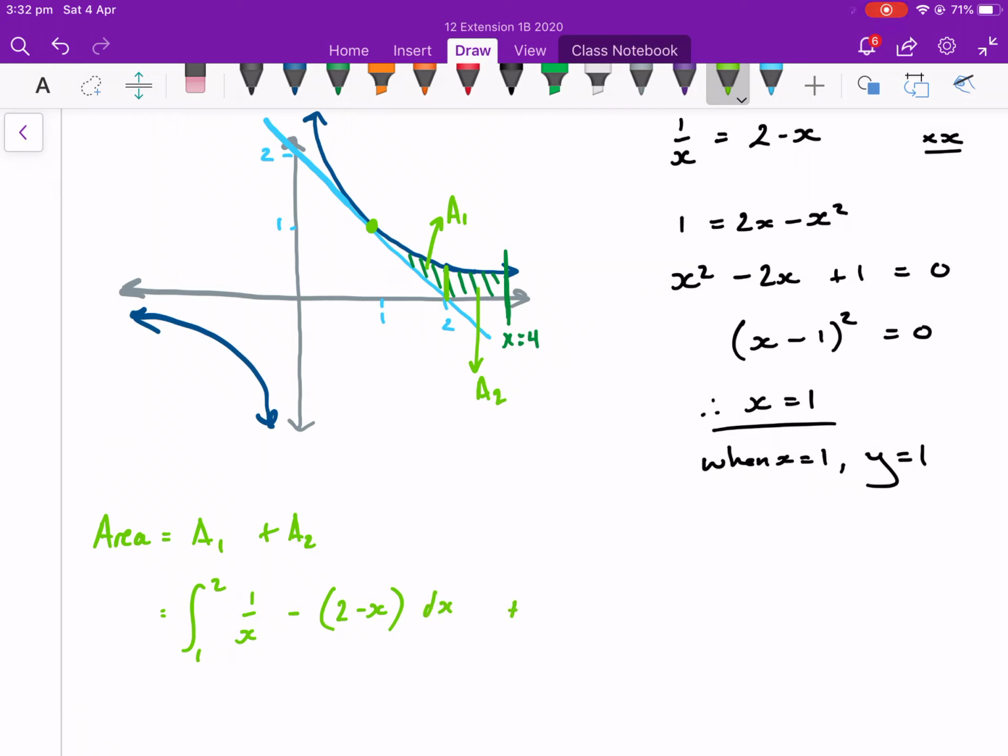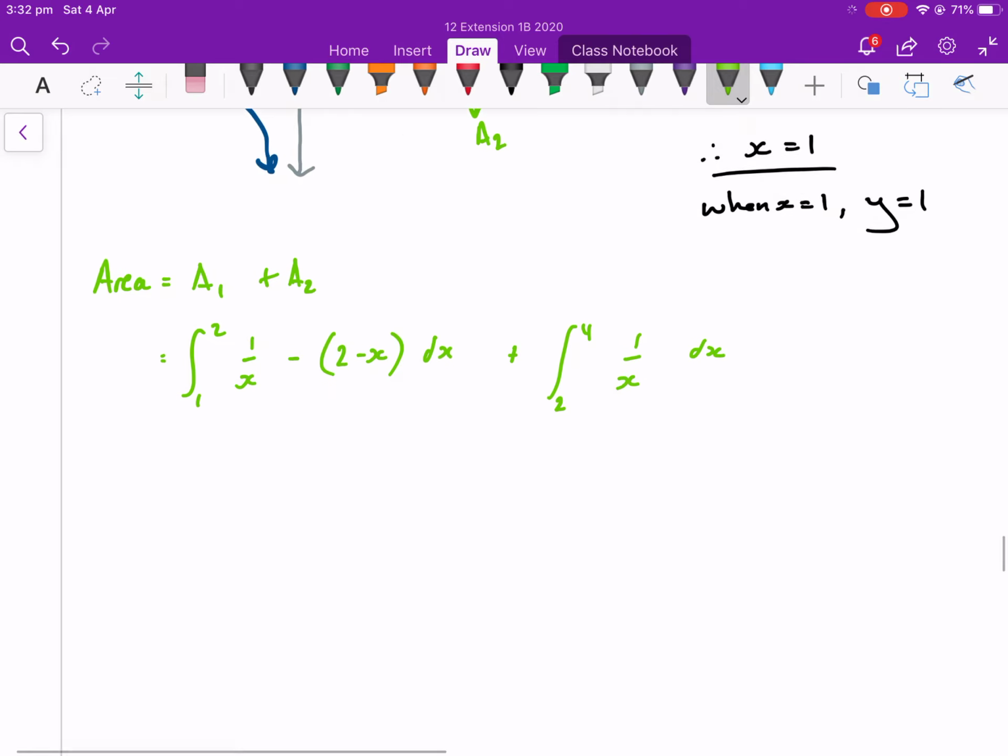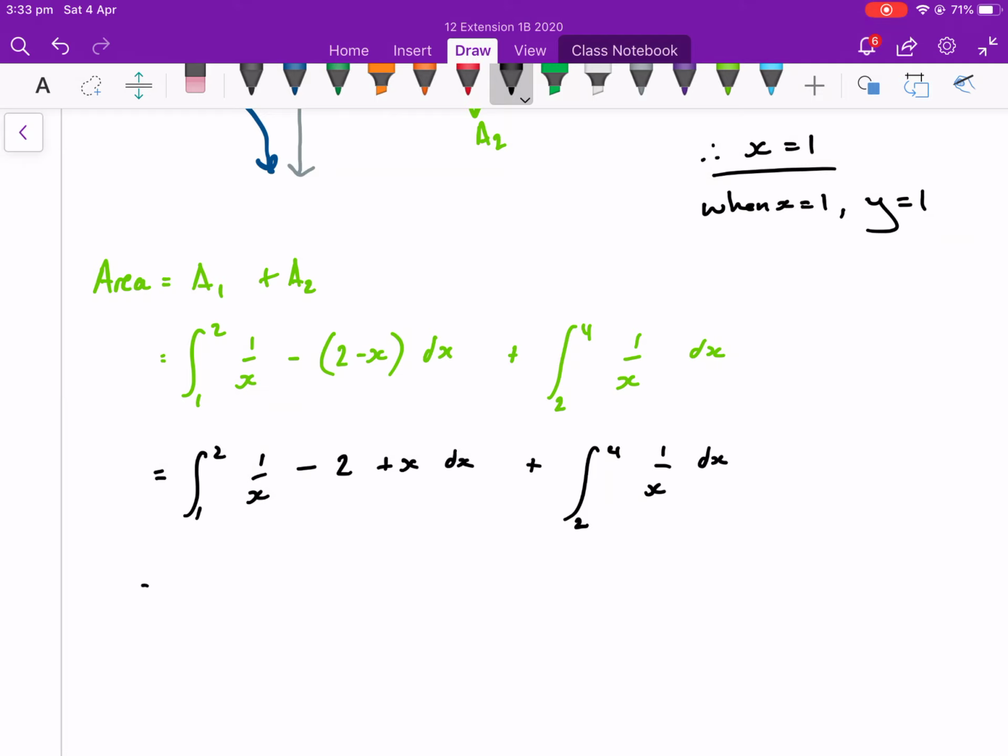Plus the area of a2. Well, the area of a2 is the integral between 2 and 4, and it's just the area between 1 on x and the x-axis, so therefore we only need to integrate 1 on x here with respect to x. Now, we can then work all this through. I'm just going to simplify this expression here before we do, just to eliminate the negatives that may cause us some problems. And then we're going to go ahead and integrate this.